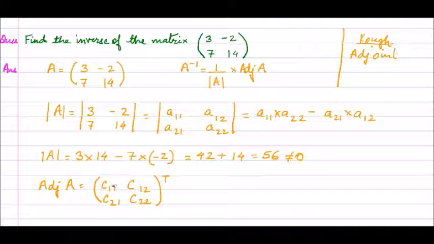Now what are these things? C11, C12, C21 and C22. These are the cofactors. Again, let me write the term. It is cofactors. Okay. Now let us first find the values of these 4 cofactors. How do we find them?